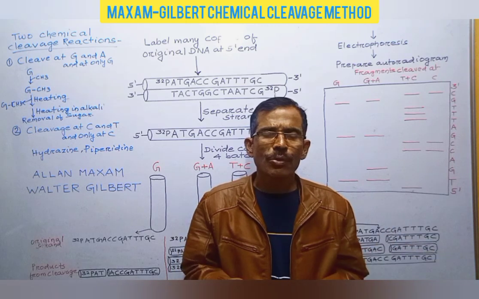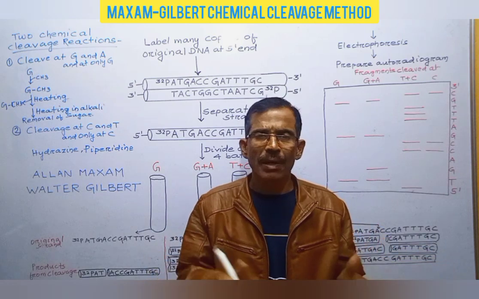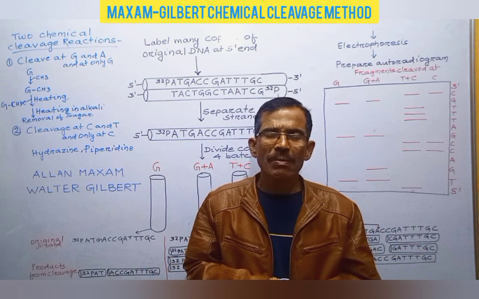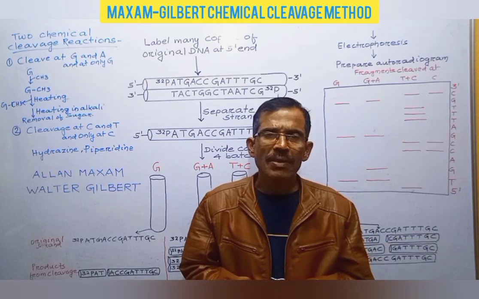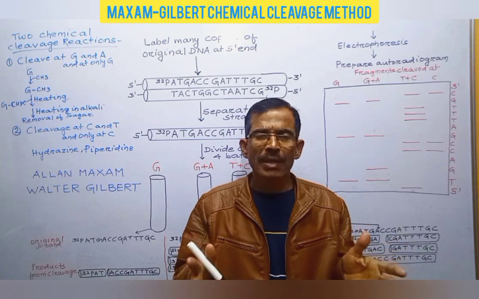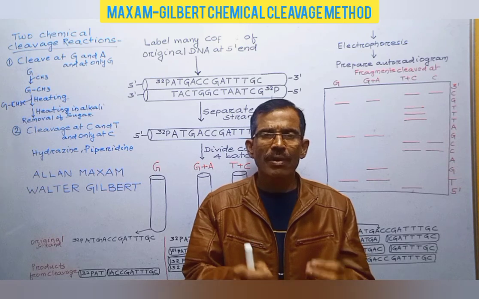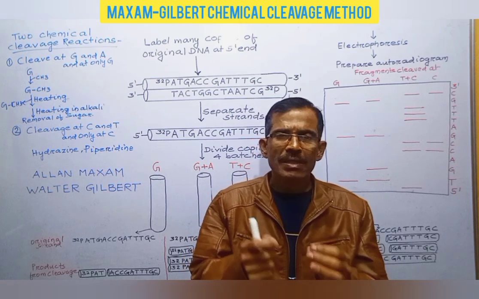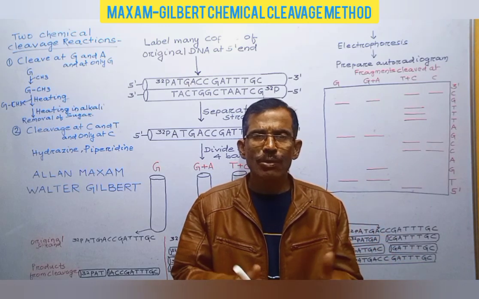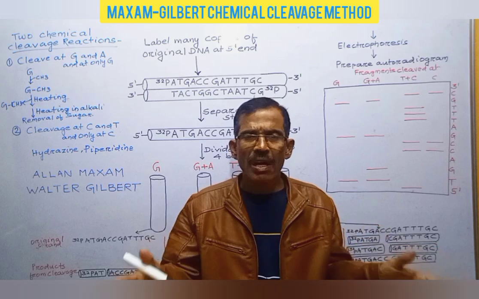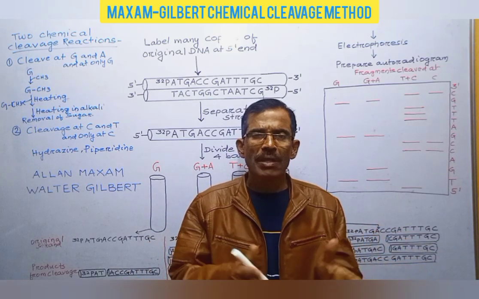In this protocol, two chemical reactions are used for cleavage of single-stranded DNA. The first reaction cleaves the DNA strand at adenine and guanine, and the second reaction cleaves at thymine and cytosine. The first reaction can be modified slightly for cleavage at guanine, and similarly the second reaction can also be modified to cleave at cytosine.